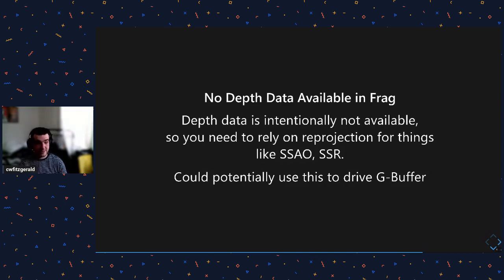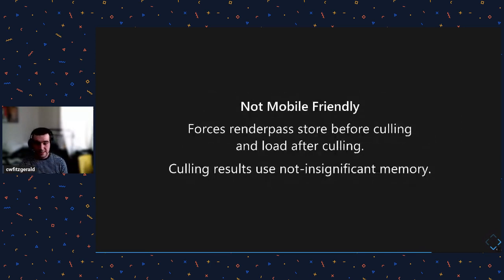You could also potentially use this technique as a whole to generate a G buffer without a lot of overdraw, and you could use the standard deferred pipeline from there on out. It's not particularly mobile friendly. It forces render passes to store before the culling and then load after the culling to finish rendering all the triangles. This does have an effect on Mac, but we still actually end up ahead on Mac in all situations, which is great. And then the culling results use a non-insignificant amount of memory and do a lot of memory writes, which mobile chips do not like.